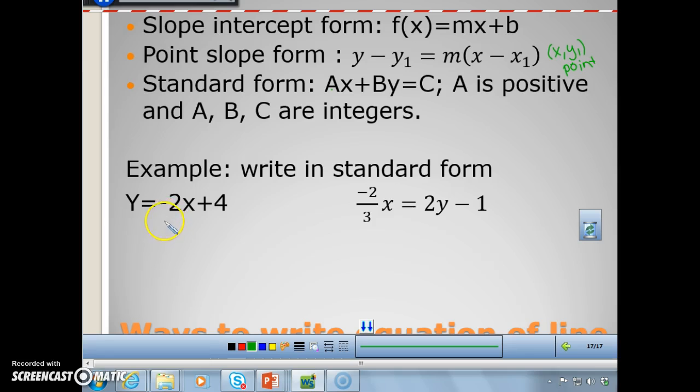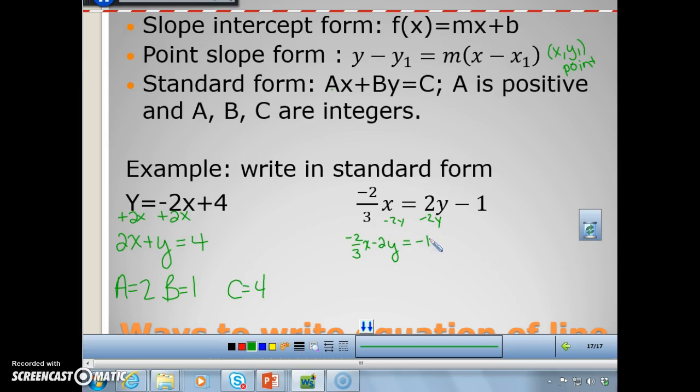So if we want to write this one in standard form, I want to get the x on the other side. So we'd have 2x plus y is 4. A is positive, and no fractions. Here A is 2, B was 1, and C is 4. All right, let's look at this one. Get the y on the other side. So we got our x and y.